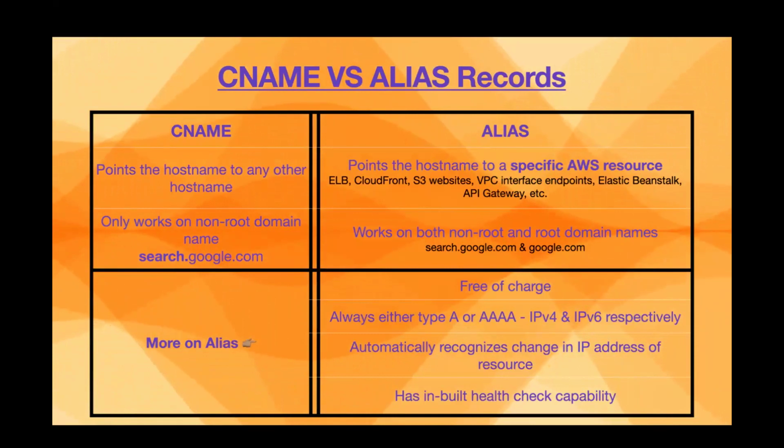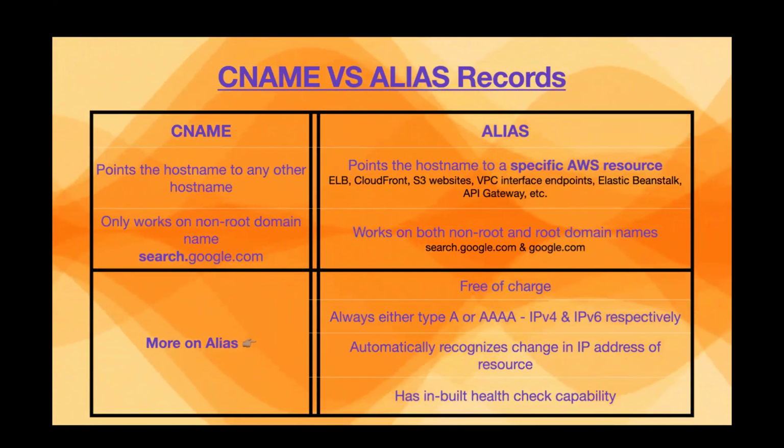And when you are setting an alias record, as I said, you do not have to set the time to live on your own. AWS is going to set it for you. But if it's any other record type, you're going to have to set it on your own.